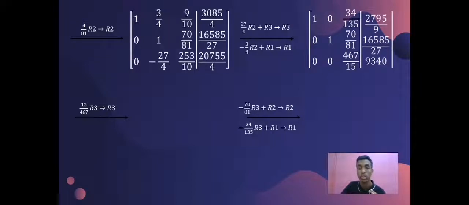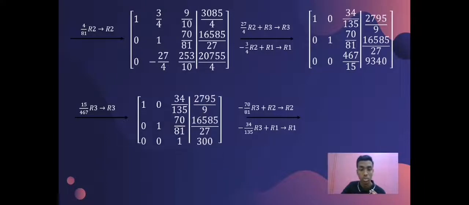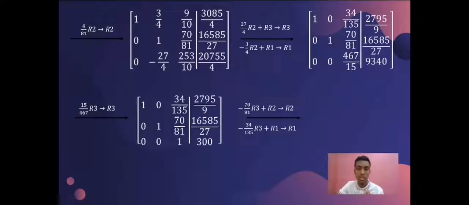Next, we need to find the leading one in the third column. So the ERO is 15 over 467 R3, we replace it to R3. So we will get this. The next step is we need to make sure that all entries above the leading one in the third column become 0. So the ERO is negative 70 over 81 R3 plus R2, we replace it to R2. And negative 34 over 135 R3 plus R1, we replace it to R1. So we will get this.